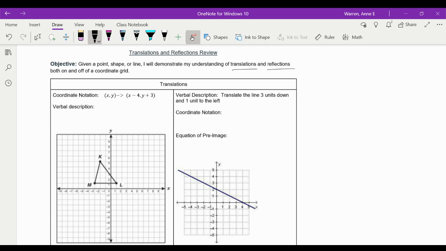Okay, so as I start going through this, I'm going to just go through two examples of translations, and then we're going to move on to reflections afterwards. So this first question here on the left is a preimage of a triangle, and we're going to go ahead and translate that triangle. So they've already given us our coordinate notation. So the first step is to write the verbal description of this notation. Okay, so the coordinate notation has xy becoming x minus 4 and y plus 3.